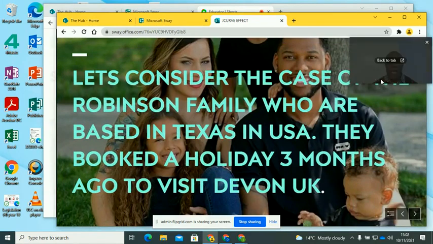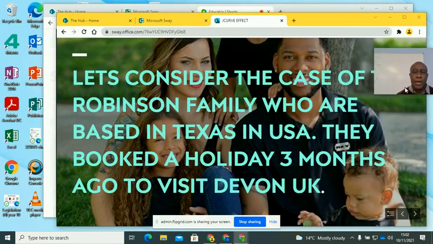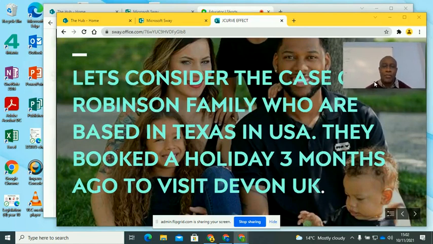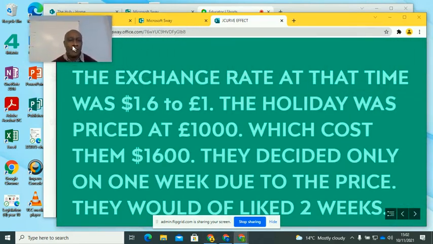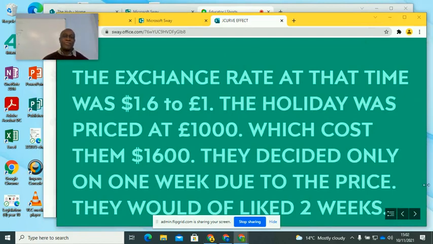Let's consider the case of the Robinson family, who are based in Texas in the US. They booked a holiday 3 months ago to visit Devon in the UK. The exchange rate at the time was $1.6 to £1. The holiday was priced at £1,000, which cost them $1,600.